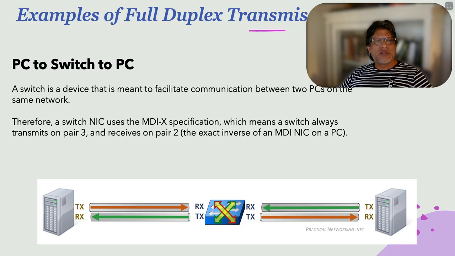And therefore, a switch NIC uses the MDIX specification, the crossover specification, which means the switch transmits on pair 3 and receives on pair 2, which is the exact inverse of what happens on an MDI NIC on a PC. So that's why we can use what is called a straight through patch cable to transmit information.